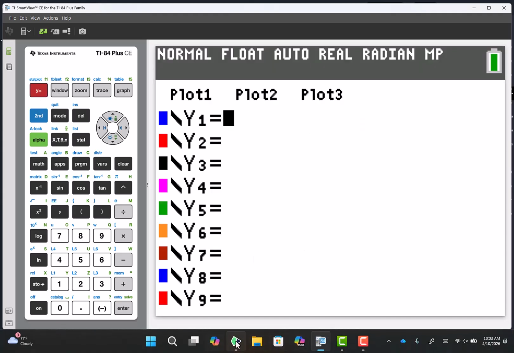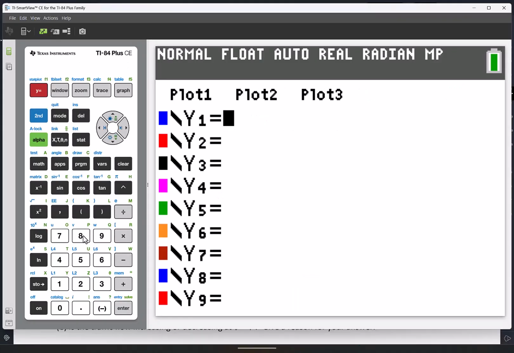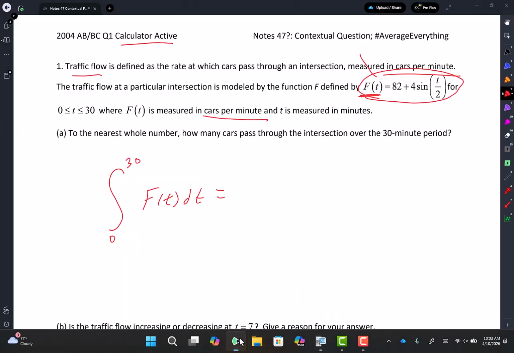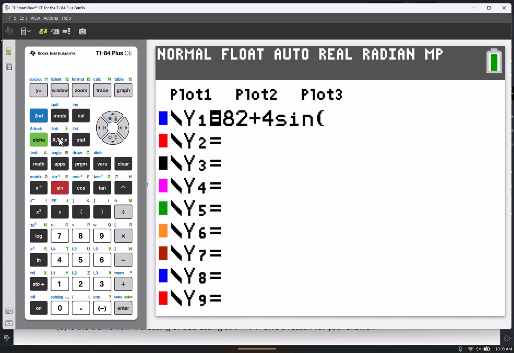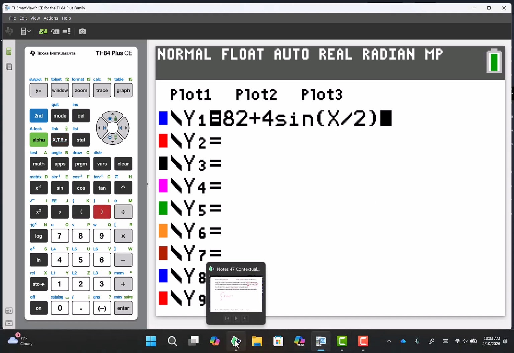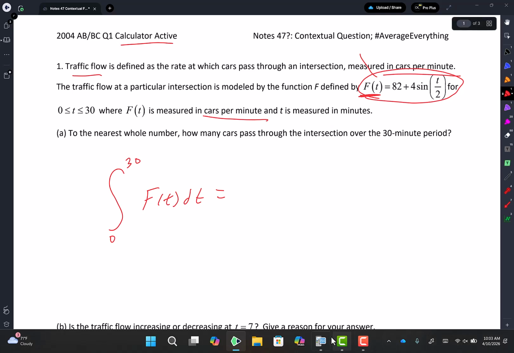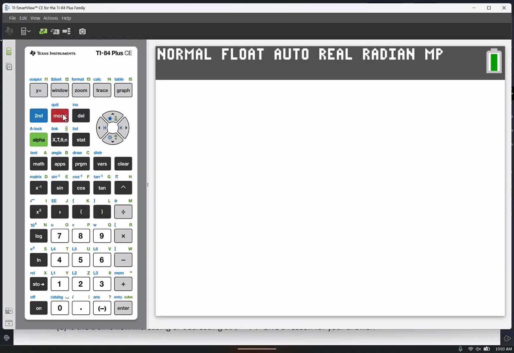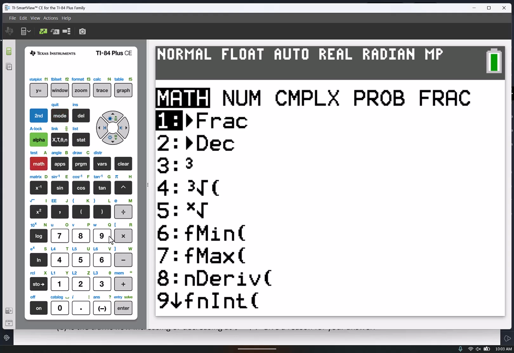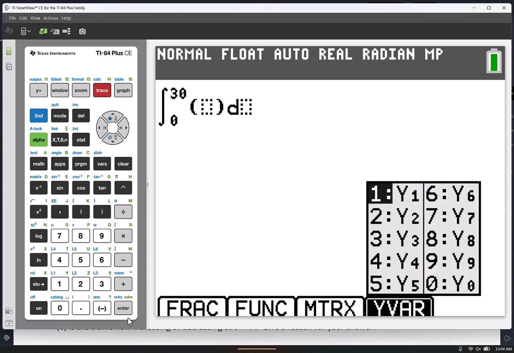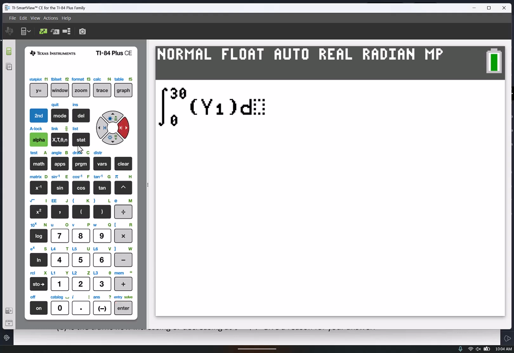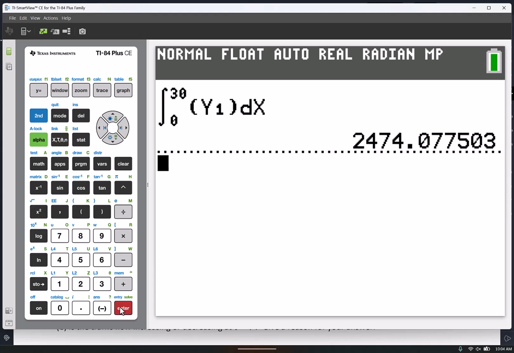All right, y equals. What's the equation again? 82 plus 4 sine, and what do I have on the inside? x over 2. That's it, right? Okay, so I can write it like this. I would probably prefer you use a fraction feature, especially if you have fancy stuff in there, but I don't need it here for this one. And here we go. Math, number 9, from 0 to 30 of f of t. There it is. I put x and I push enter.